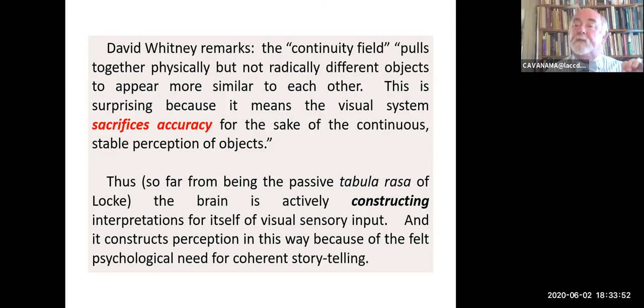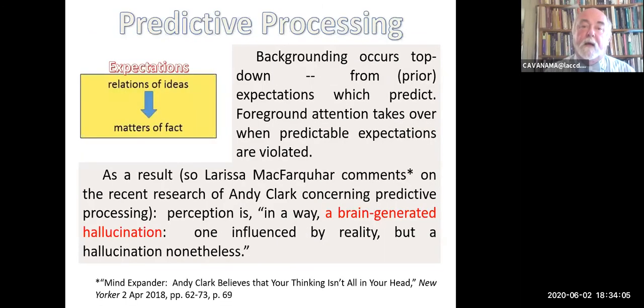And so, far from being just the tabula rasa of John Locke, the brain is actively constructing interpretations of visual sensory inputs, selecting what it's going to foreground and pay attention to, what it's going to background and not pay attention to. Predictive processing: Andy Clark and his research. Backgrounding goes top down from prior expectations, which predict; foreground attention takes over when predictable expectations are violated.